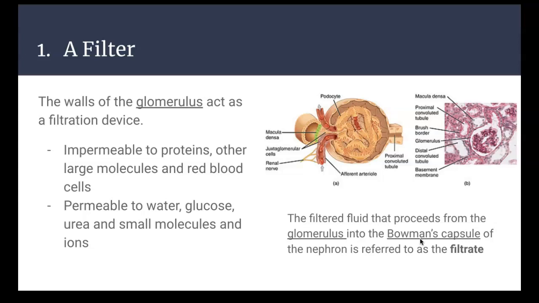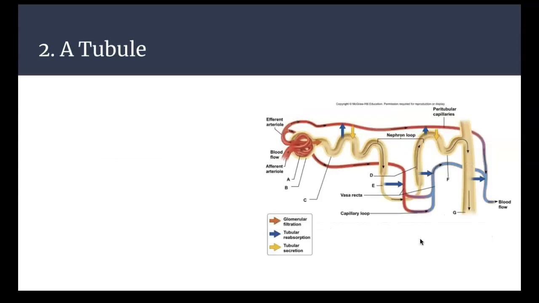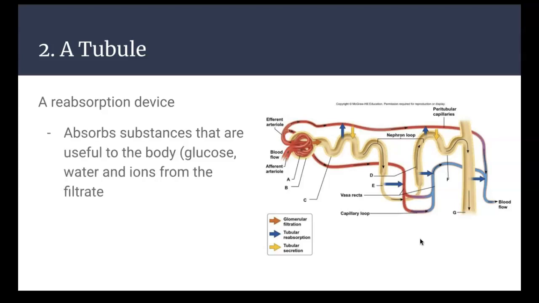Again, I'm going to be making a picture with you guys at the end of this video of what a nephron looks like, but just going through what it does first. It also acts as a tubule. We use that word to describe the device that reabsorbs things back into our blood. So things that we actually want to keep, such as glucose and water and ions like calcium, which we use for muscle contractions and blood clotting.